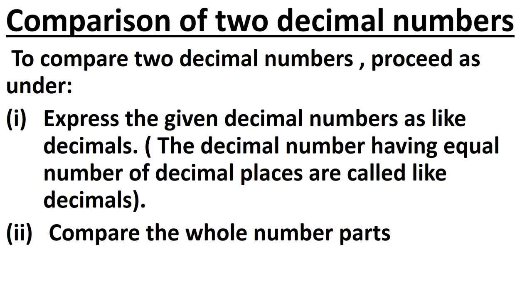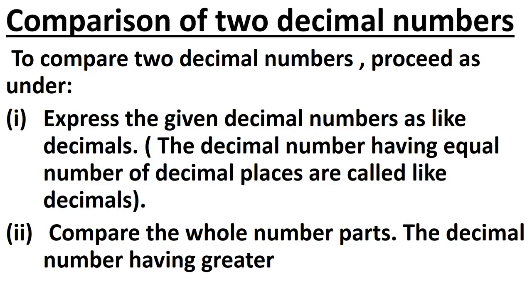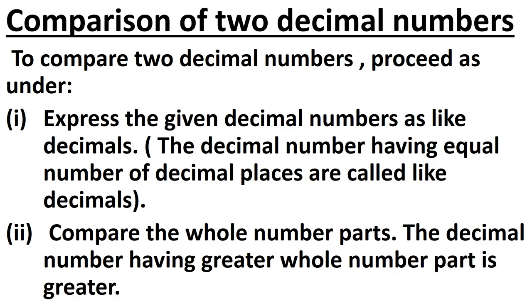Now compare the whole number part. The decimal number having the greater whole number part is greater. First of all, when you are comparing two decimal numbers, you have to compare the whole number part first. A number having the greater whole number part, that number is greater. Now see the third rule.